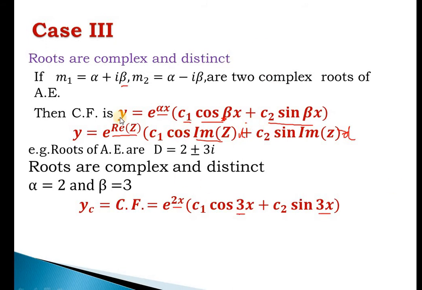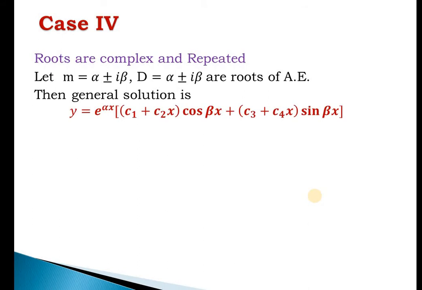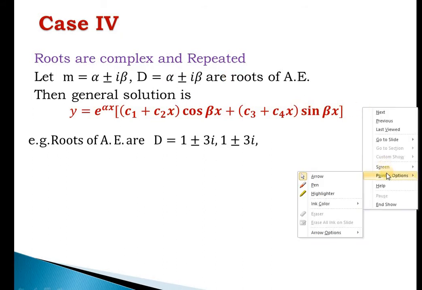So in this way, if roots are complex, we get the solution in terms of exponential along with cosine and sine. If roots are real, we get the solution only in terms of exponentials. Now case 4, if roots are complex and repeated. So let M1, M2 be alpha plus i beta and alpha minus i beta, and these roots occur 2 times. Okay, then what is the complementary function?